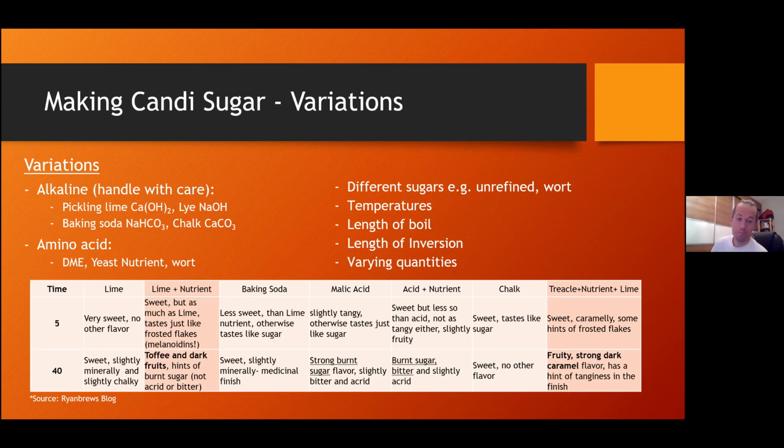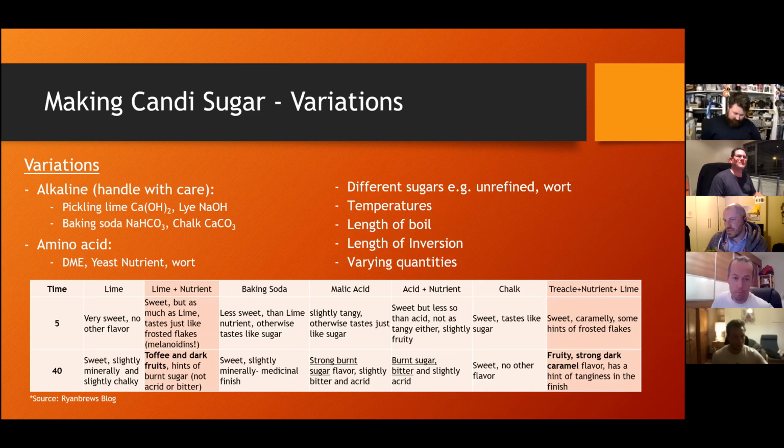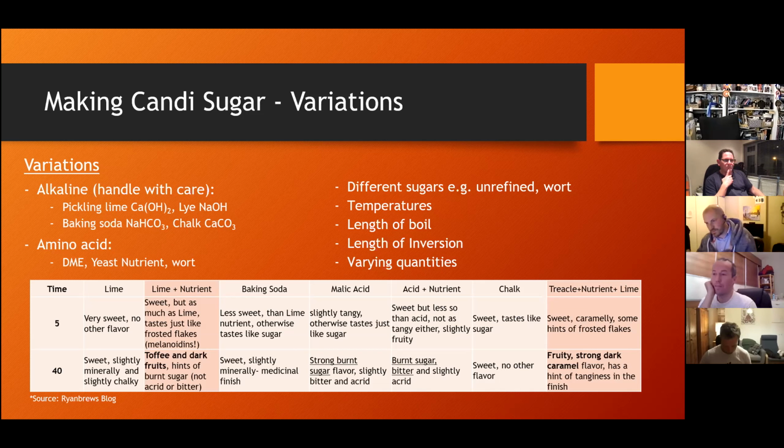Well, my other question was going to be about the amino acid. So you've got DME and you've got yeast nutrient on there. Is there any difference between them? Is there any benefit? Because the cost difference between some DME and some yeast nutrient by weight is quite different. What's the benefit? Okay, you're only using a tablespoon.